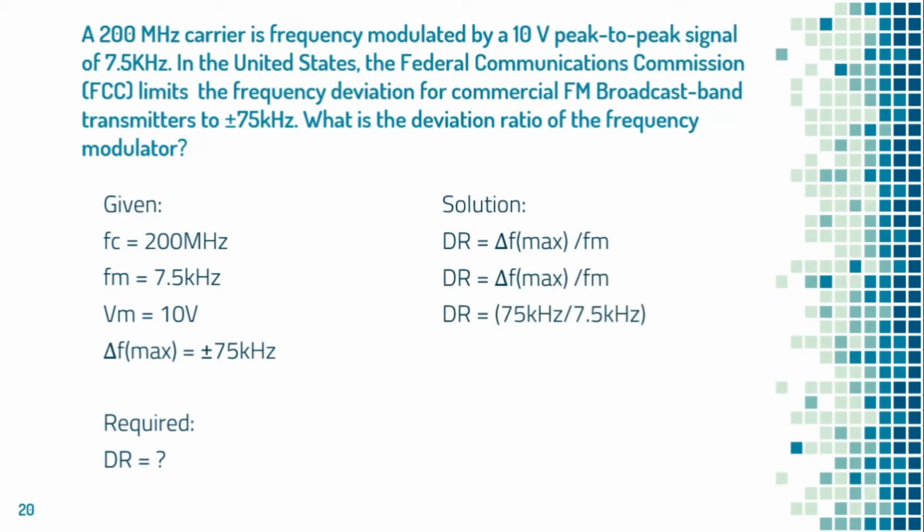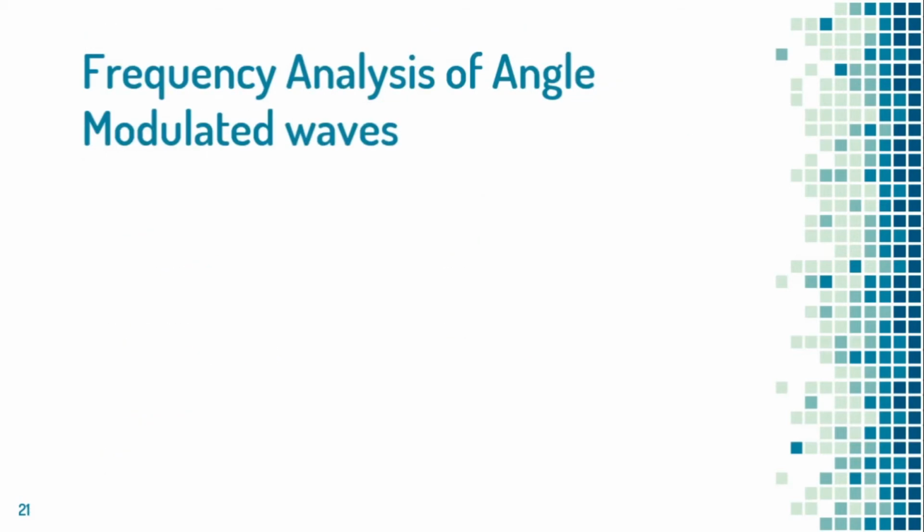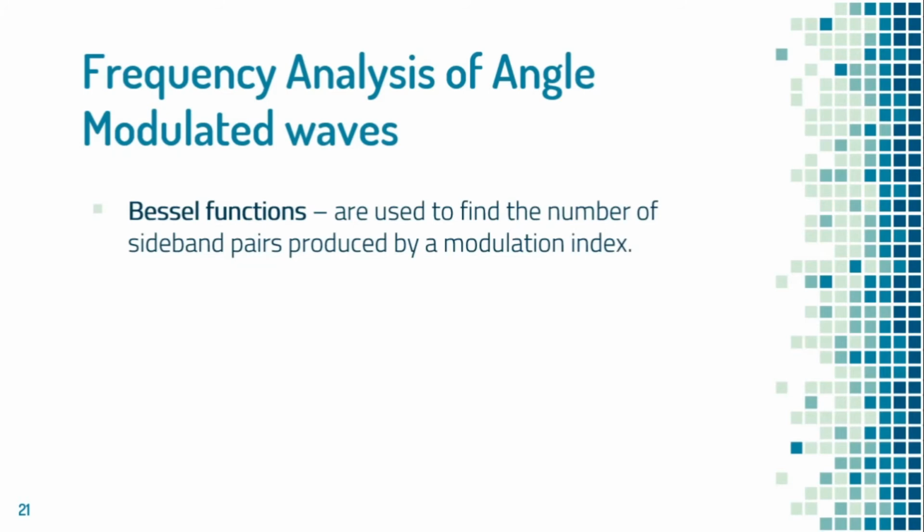So using this, the 75 kHz maximum allowed frequency deviation is divided by the 7.5 kHz modulating frequency, which yields us a deviation ratio of 10. So the modulation index is 10. So let's proceed to the frequency analysis of angle modulated waves.